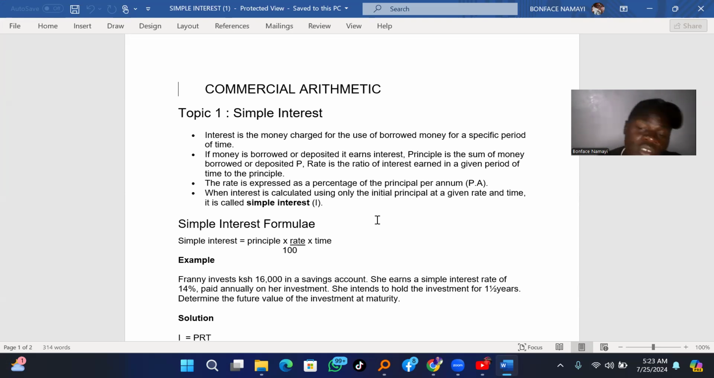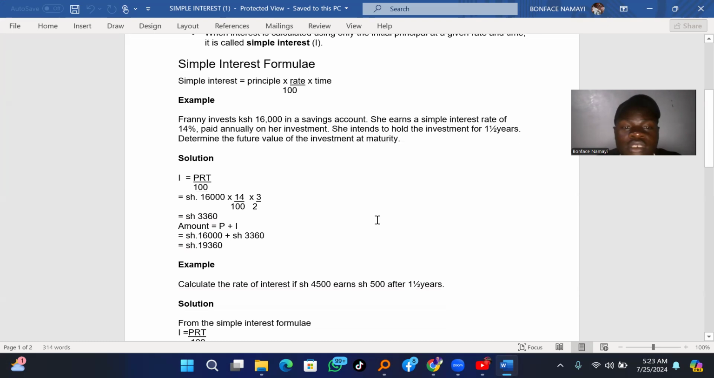Let us at least do two examples. Example 1: Franny invests 16,000 Kenyan shillings in a savings account. She earns a simple interest of 14% paid annually on her investment. She intends to hold the investment for 1.5 years. Determine the future value of the investment at maturity.